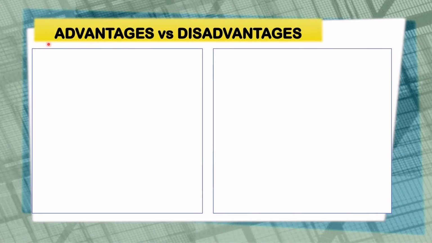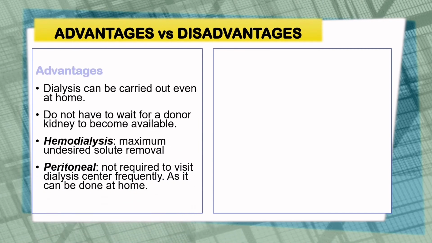Next, we will see the advantages and disadvantages of dialysis, hemodialysis, and peritoneal dialysis. The advantages of dialysis are that it can be carried out even at home and does not need to wait for a kidney donor. For hemodialysis, it can remove a maximum number of undesired solids. Peritoneal dialysis can be easily done at home, so it is not required to visit the dialysis center.